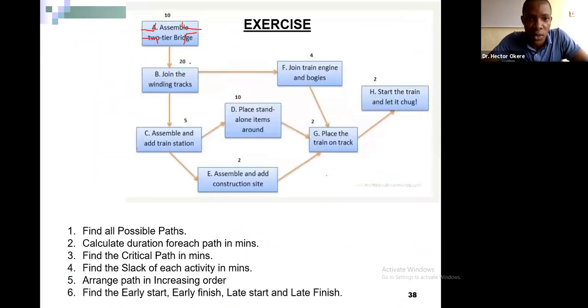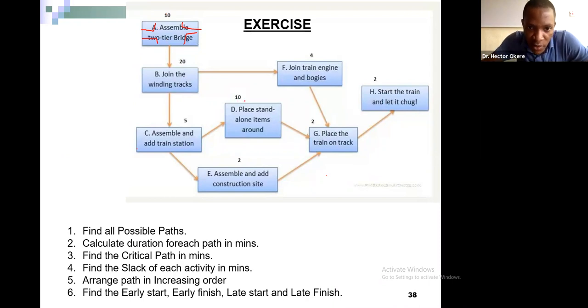So this is what I want you to try, this exercise. So do it in groups, okay? Group 1, group 2, group 3, do it together so it will be faster. Discuss, find all the possible paths to go from activity A to activity H, all right? So do it quickly, you have 7 minutes. Find the critical path, calculate for each value.